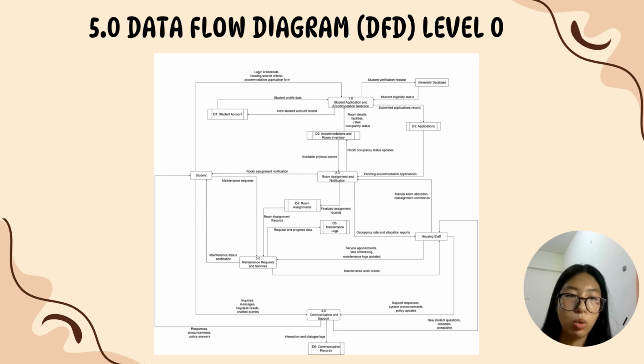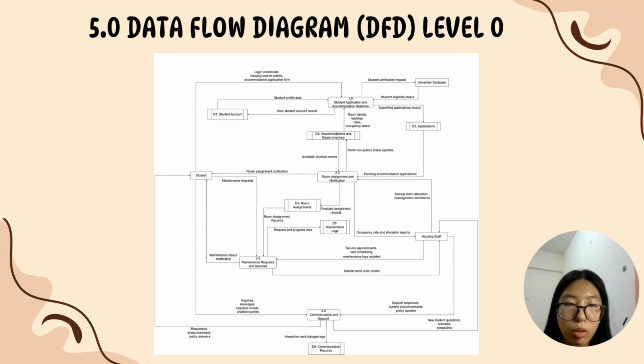Second, process 2.0 handles room assignment and notification. This process pulls pending applications from data store 3 and checks available rooms from data store 2. Housing staff can also input manual allocation commands. Once matched, the process writes the final records to data store 4, room assignments, updates data store 2 to mark the room as occupied, and sends a room assignment notification to the student.